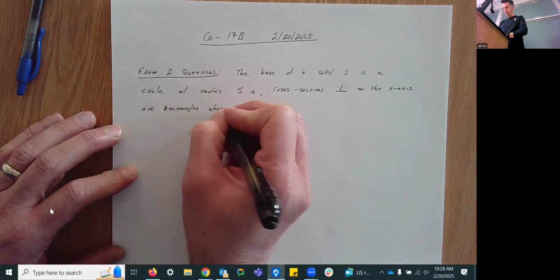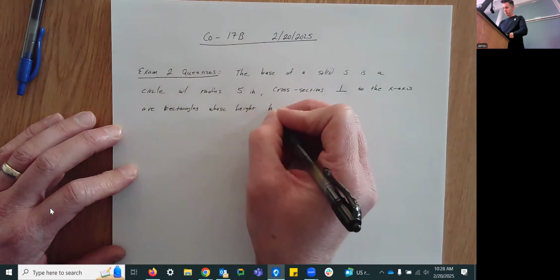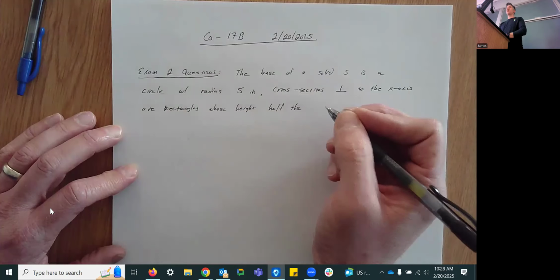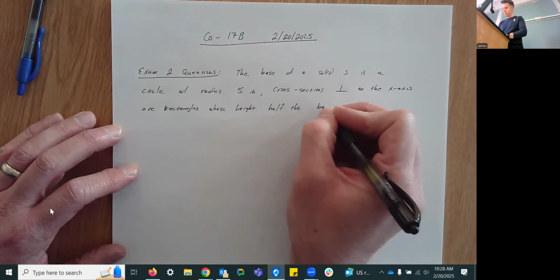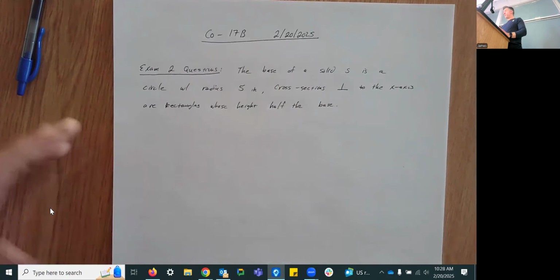So cross sections perpendicular to the x-axis are rectangles whose height is 1/2 the base. Well, it just gave us the width was. Okay, so same difference, right? Cool. So it looks something like this.